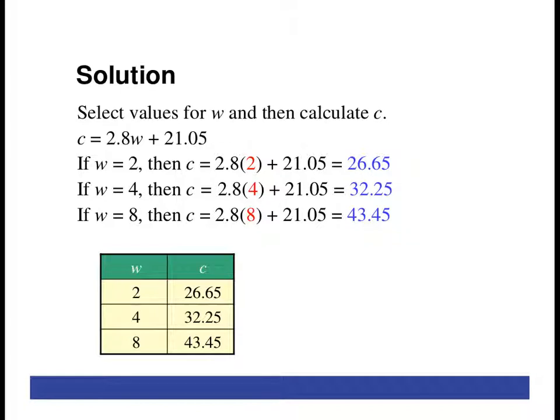So we create a chart, and if we let W equal some number, we're going to choose 2, 4, and 8, and then we're going to see what C would come out. Now remember, W is our weight, so we're looking for 2 pounds, 4 pounds, 8 pounds. And then C is what the cost would be. So if a package weighed 2 pounds, the cost would be $26.65. If a package weighed 4 pounds, it would be $32.25. And if a package weighed 8 pounds, it's $43.45.